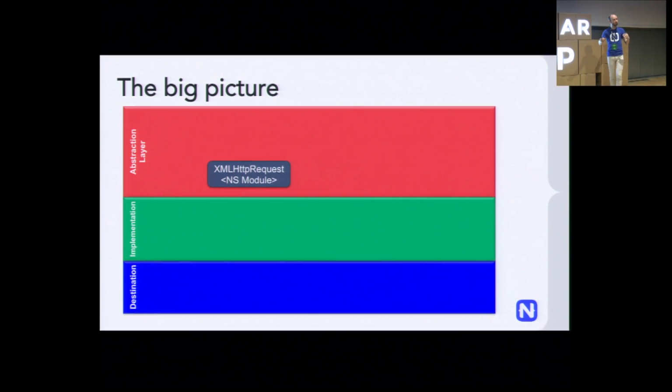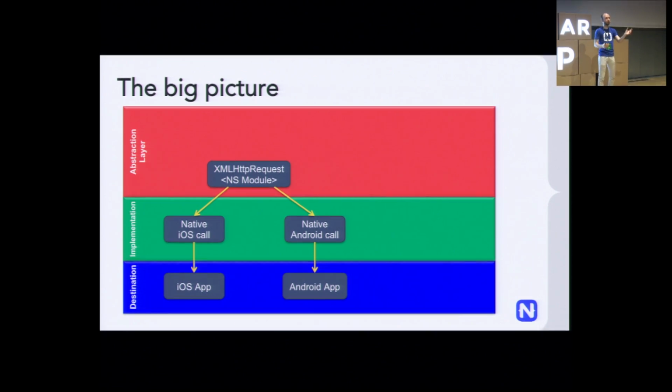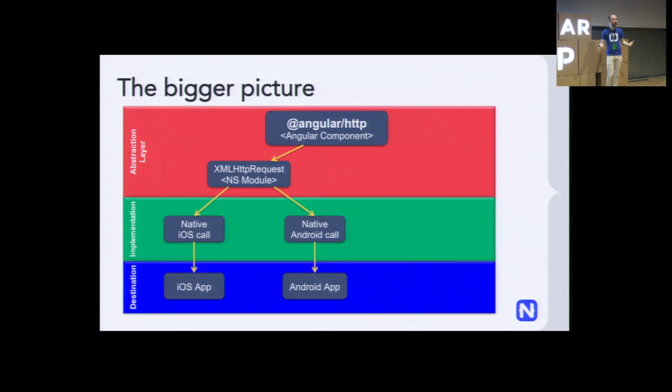So the big picture at this point, if you use this HTTP module, is that the moment when you build it, you get an implementation that issues either iOS or Android calls, which then does something within your iOS or Android application, yeah? So that's kind of the NativeScript big picture, right? We say, yeah, you can do multiple mobile platforms with NativeScript. But then when Angular comes in, that is the bigger picture, right? At this point, we have the Angular HTTP module, that is the Angular one.